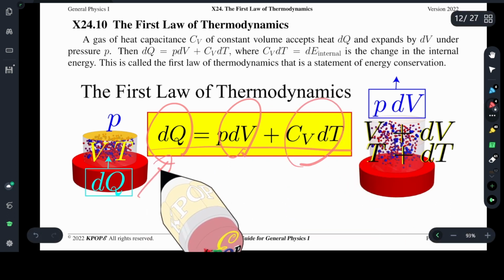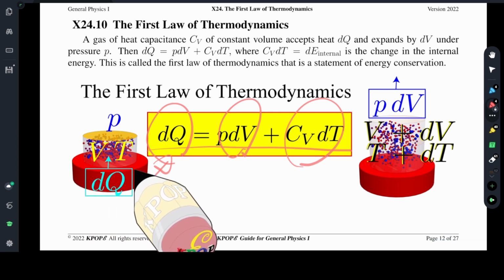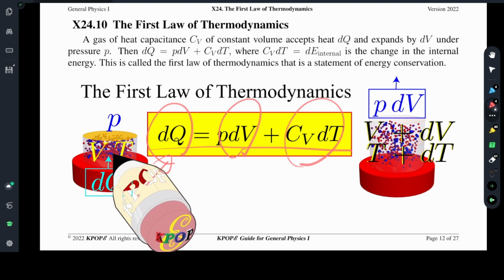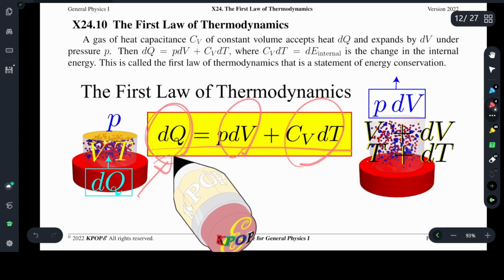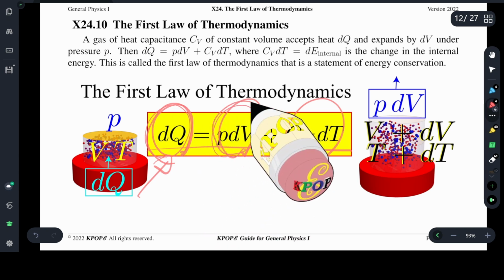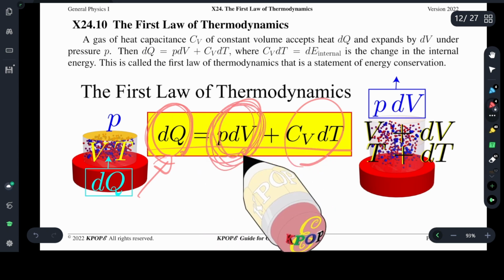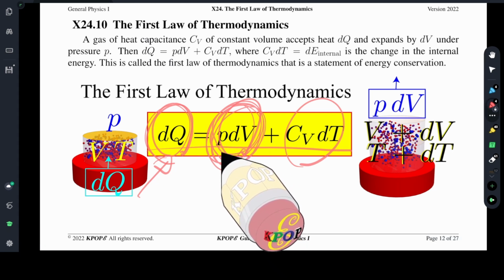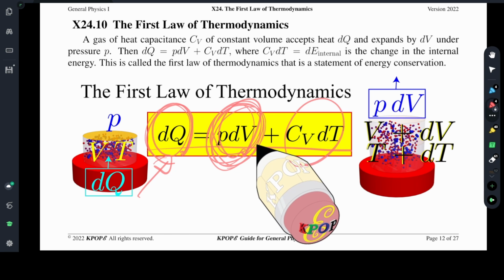If it accepts the heat from the environment, the red one is a heat reservoir that supplies the energy to a system. If it accepts the energy, it gives away some energy by work. It does work as PdV. So if the volume of the gas increases, the gas does work. If volume decreases, the gas does the work in negative sense.